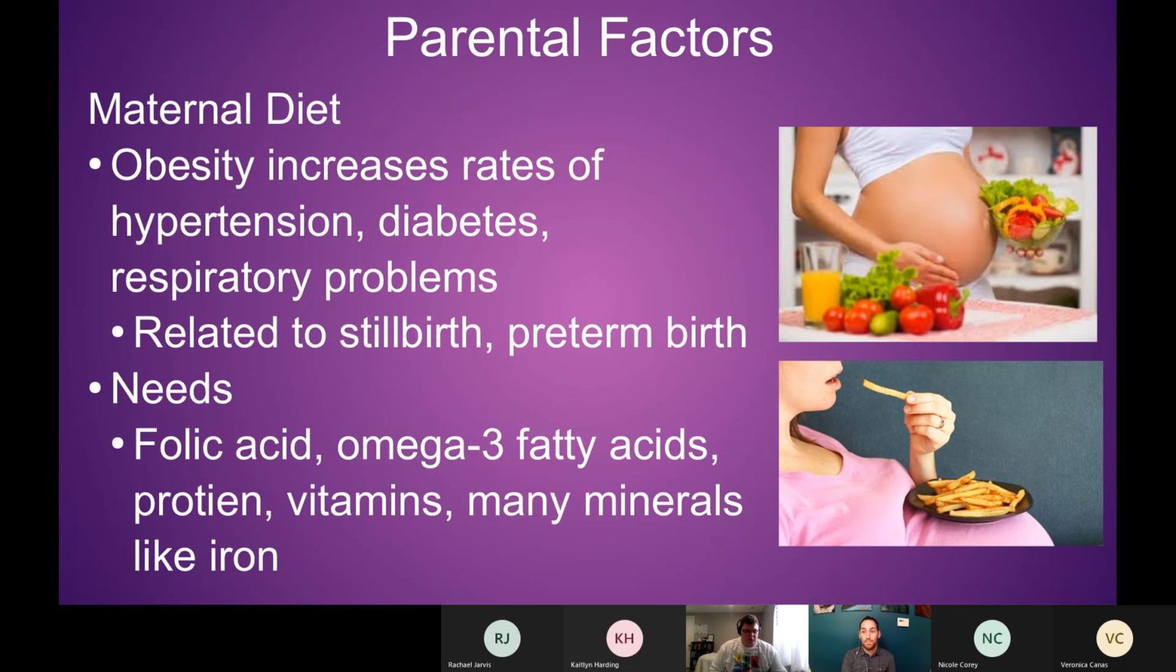So trying to make a change and have a more balanced diet is really good, which can be difficult because some people, when they're pregnant, have certain cravings. Some people also have food aversions, where they just don't want to eat certain foods. So trying your best to get in the proper nutrients to create a proper environment for the development of the fetus is really important. And then obviously keeping out harmful chemicals like alcohol is really important as well.